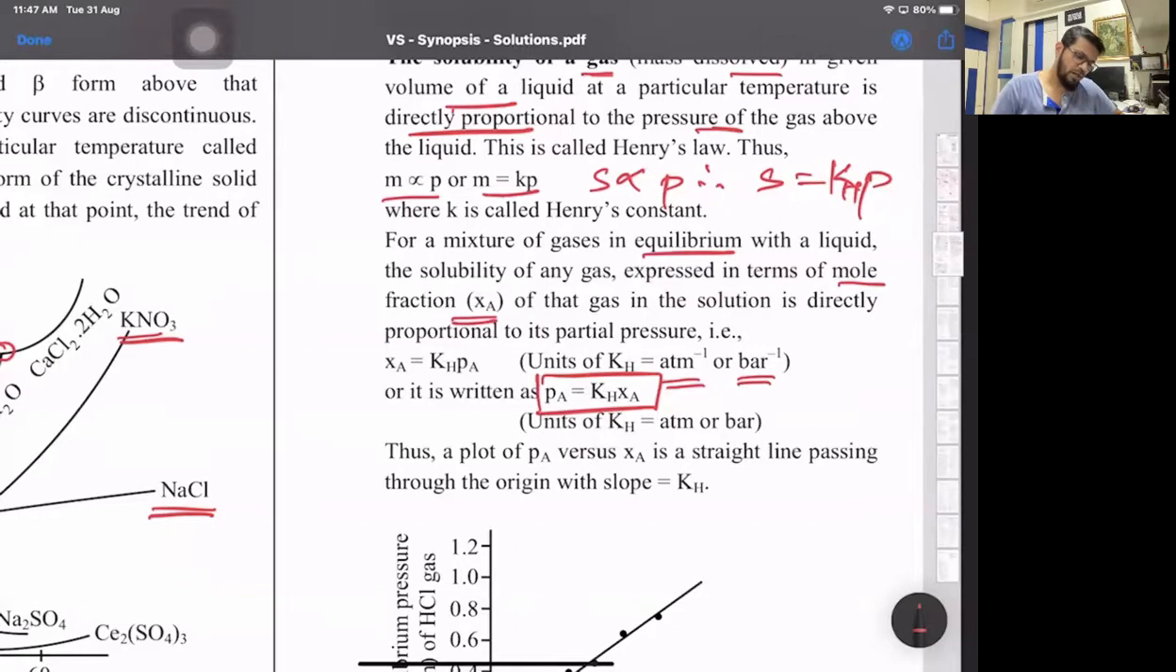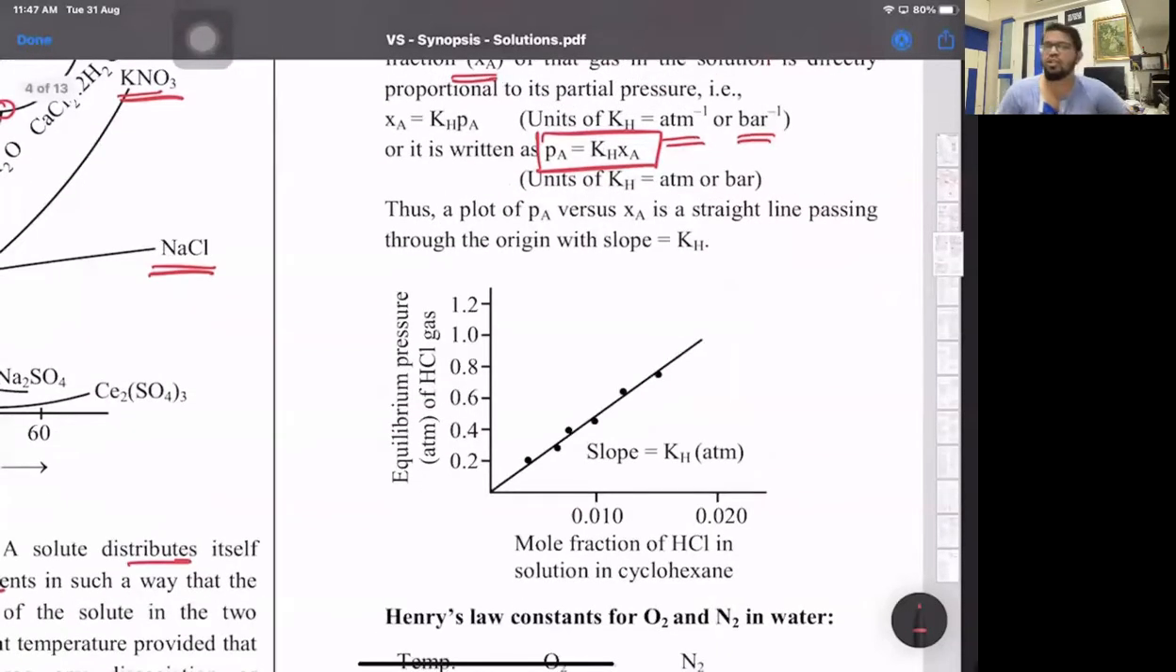And the plot is a line passing through the origin, which confirms the slope is nothing but Kh. All right, which confirms that whatever pressure is applied, is this clear, that pressure will correspond to only its mole fraction, meaning only the moles of that particular component will be miscible there. That's why it's passing through the origin and the slope is Kh.